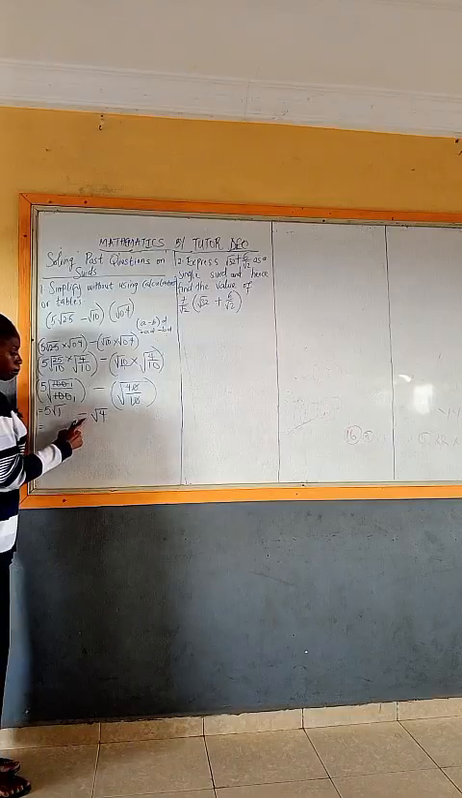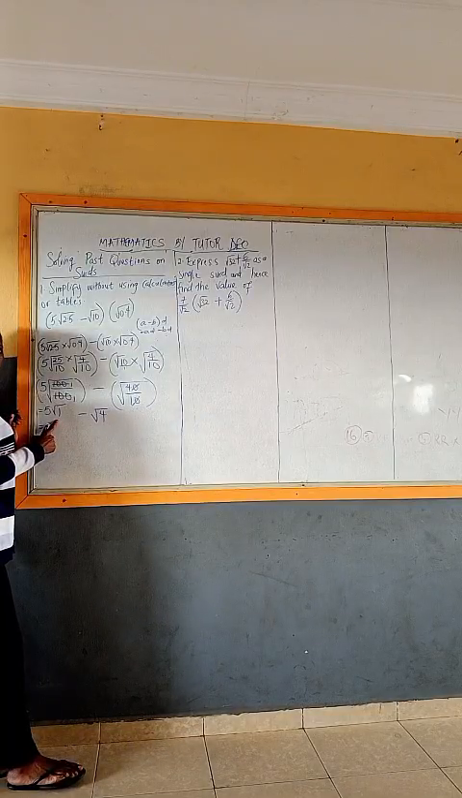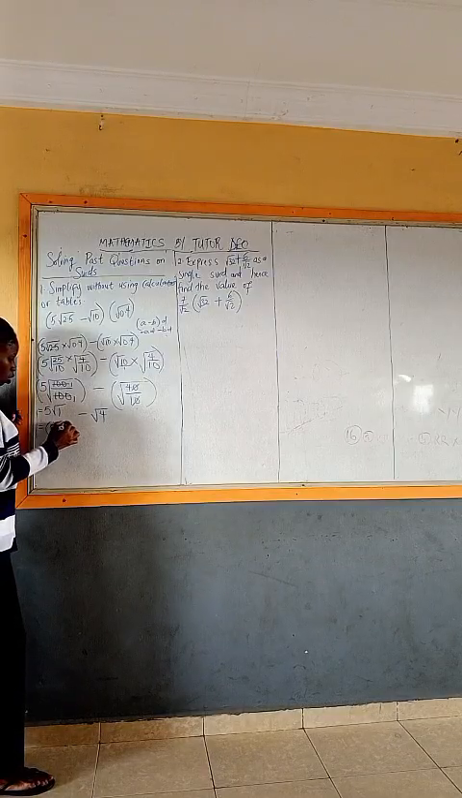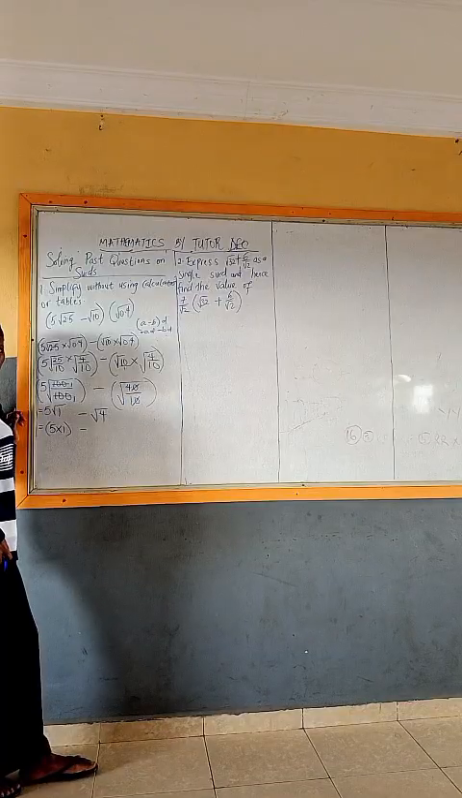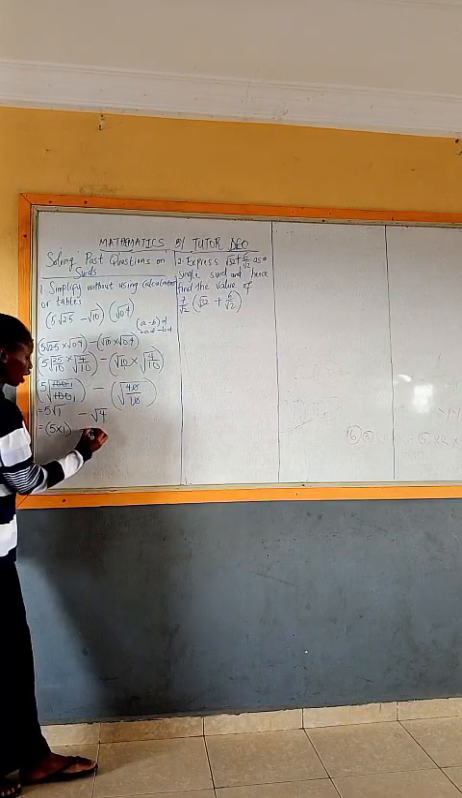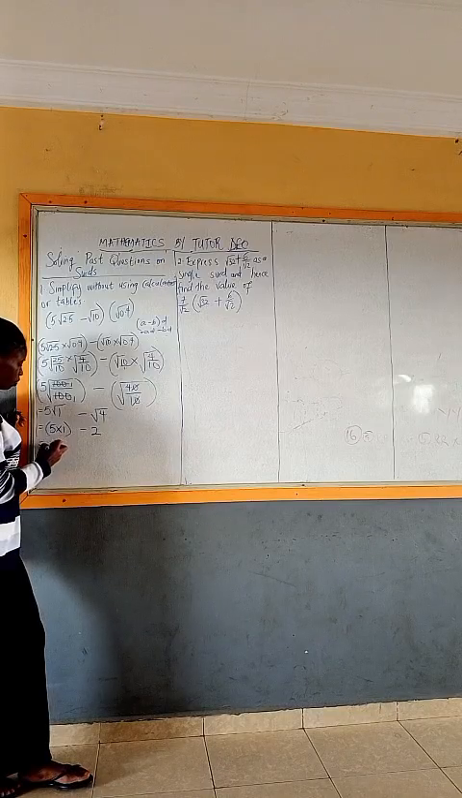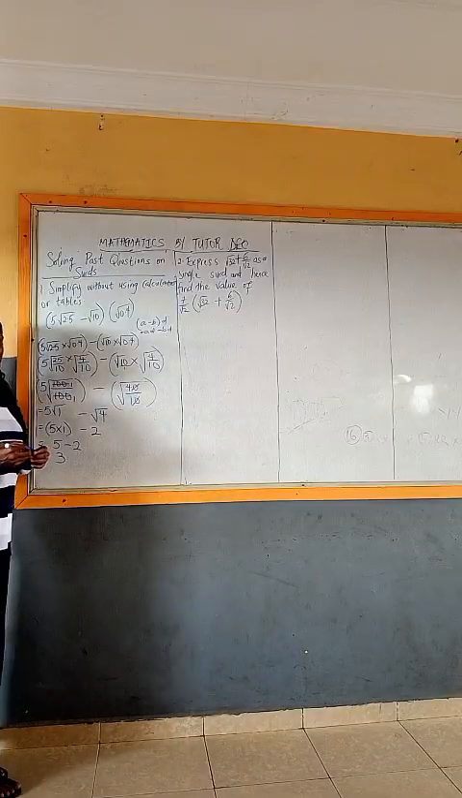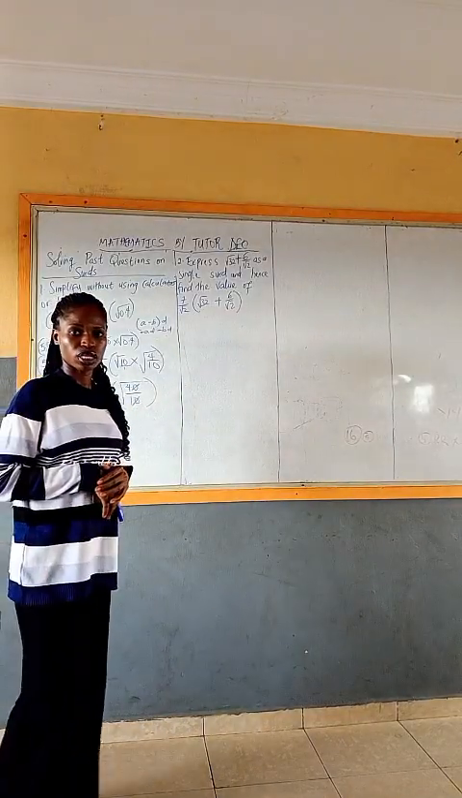5 root 1 minus root 4. The root of 1 is 1. So we are left with 5 times 1 minus the root of 4, which is what? 2. So we have 2. This becomes 5 times 1, 5 minus 2. And 5 minus 2 is 3. That is our answer. I believe you are following.